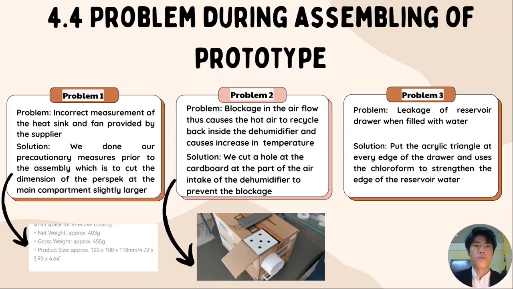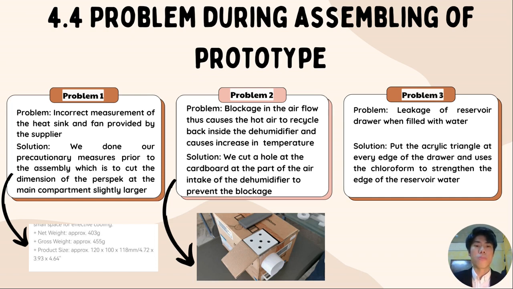For the problems arising during the assembling of the prototype, first, we faced the problem of incorrect measurement of the heatsink provided by a supplier. This was solved beforehand as we took a precautionary step, which is to measure the dimension of the perspex a little bit larger. Next, the second problem is that the blockage of airflow from the cardboard causes hot air to recycle back and contribute to the increase in temperature.